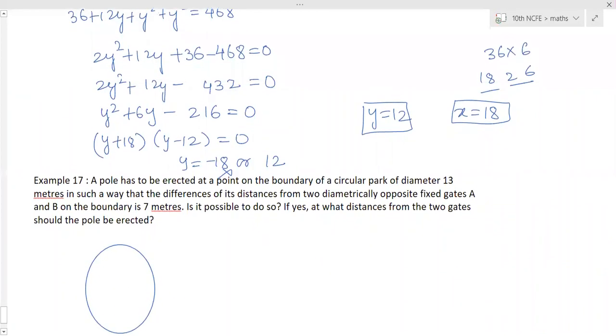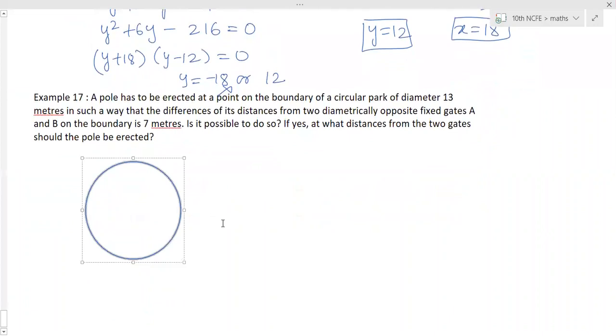So it is a circular park. It has a diameter of 13 meters. A, B is a diameter of 13 meters. A pole has to be erected on the boundary, somewhere, anywhere we have to erect the pole. So suppose here.